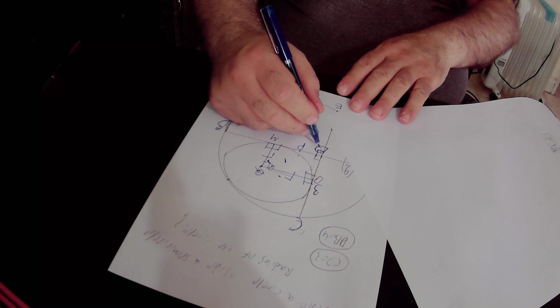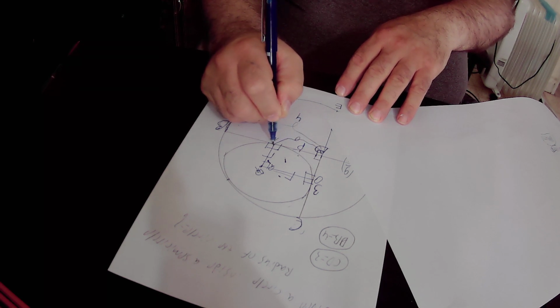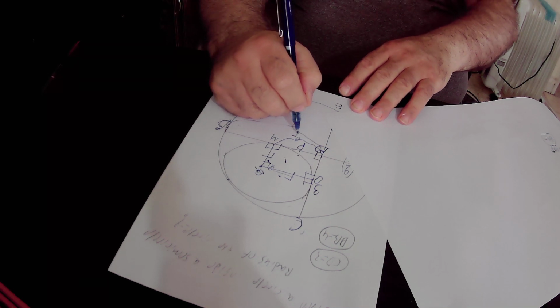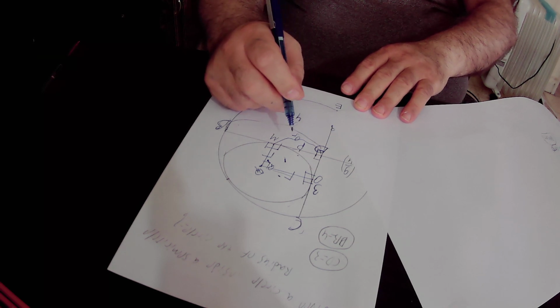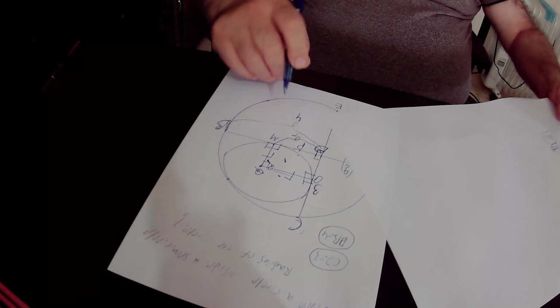So I tell that dm equals r. We found out that dm equals r. It is the radius of the small circle.